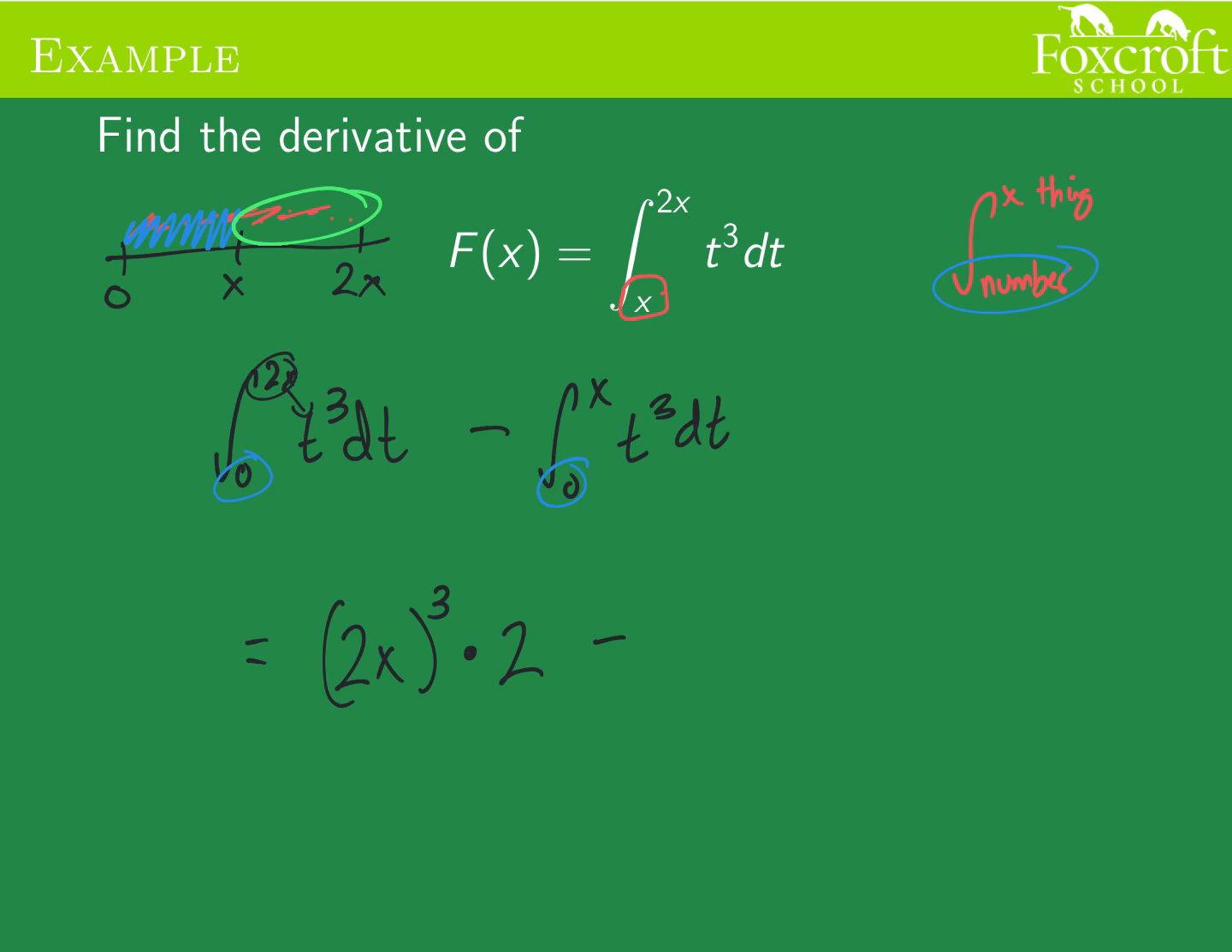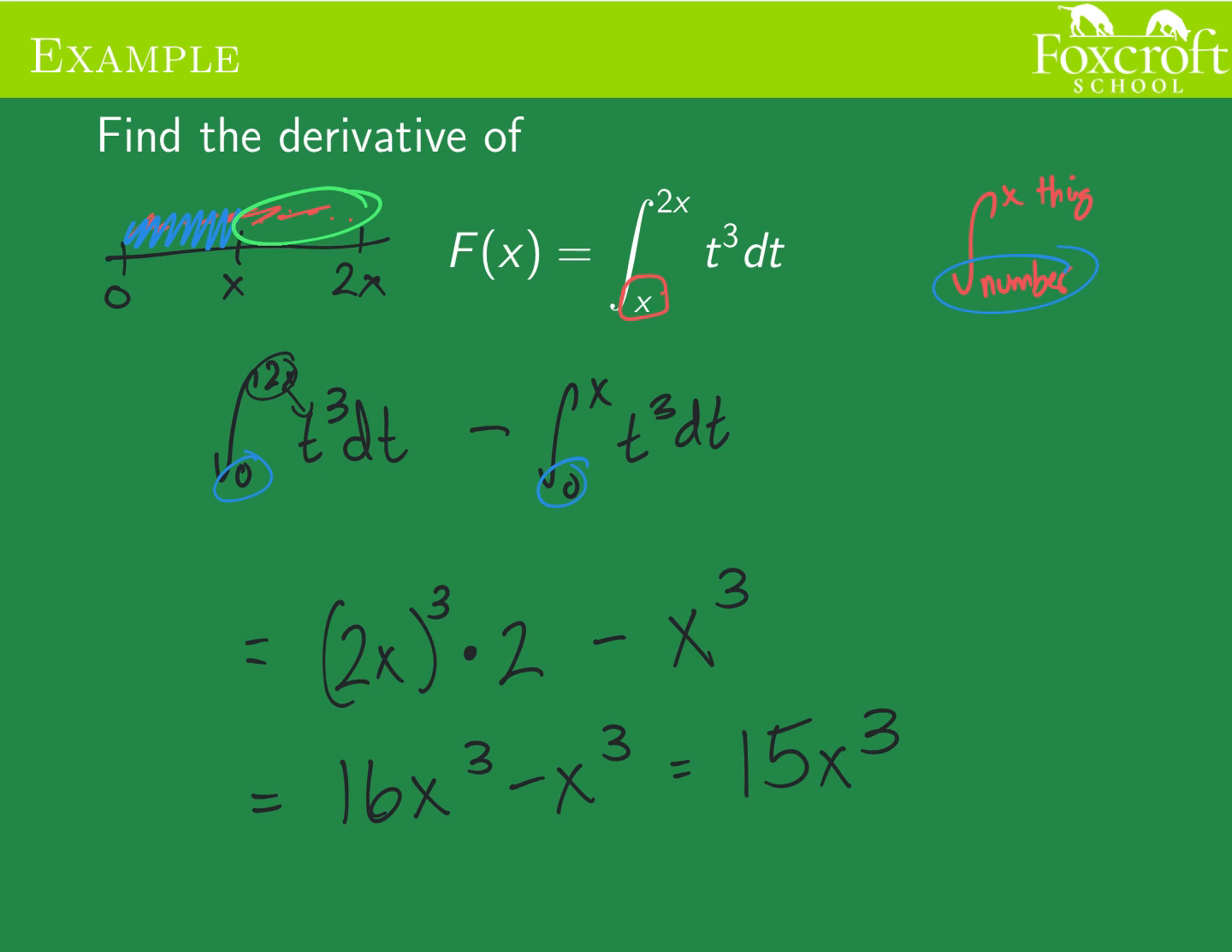And I subtract. This next one is literally the exact fundamental theorem. I start at a number, go to x, that's going to be x cubed. And then I can simplify a little bit. 2x cubed is going to be 8x cubed. So that turns into 16x cubed minus x cubed. And that's 15x cubed.